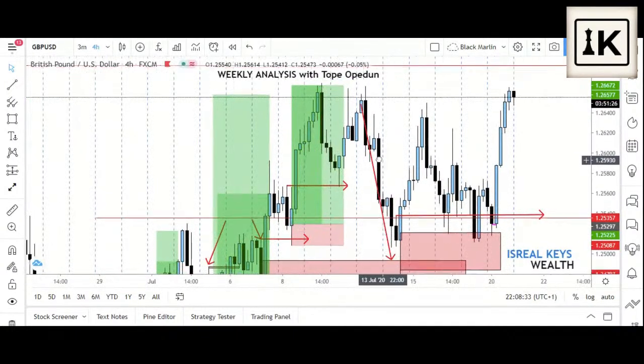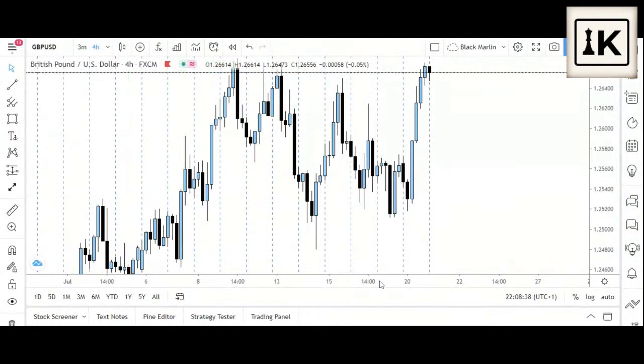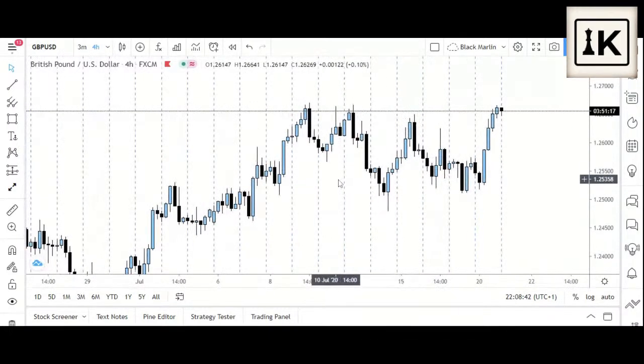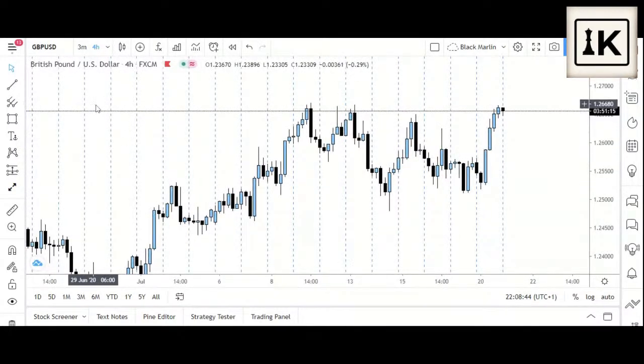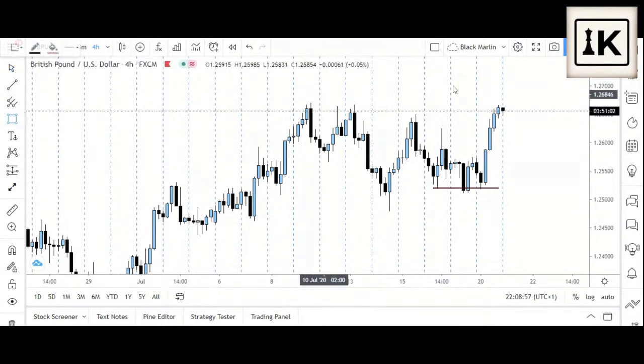Let me remove all of this. Okay. So look at this. If I were to mark this, look, it stop hunted that low. Today is Monday, that's Friday. Friday stop hunted Thursday. The broken structure. Look, there's a structure high over there.